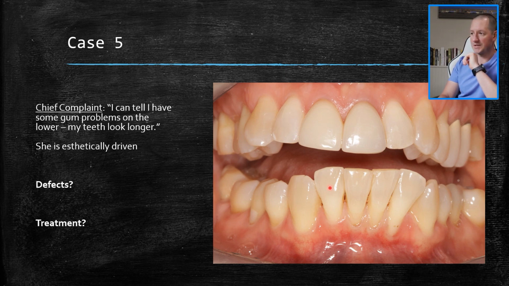We see 23 through 26, some recession. Actually, the worst is 23, and then it gets progressively better until you get to 26. So obviously we've got some recession here. The patient's concerned about it, with exposed root surfaces. In addition, we can see that there's essentially no keratinized tissue on the buccal as well. So is this a case that you treat?